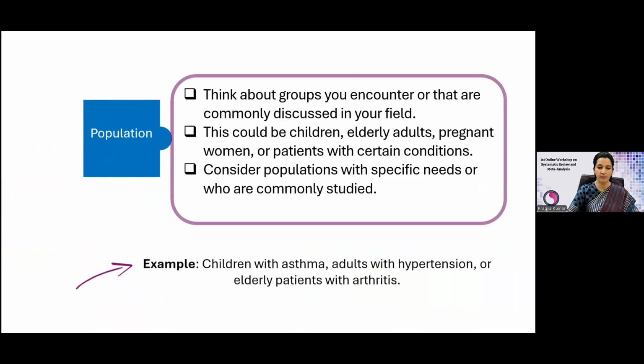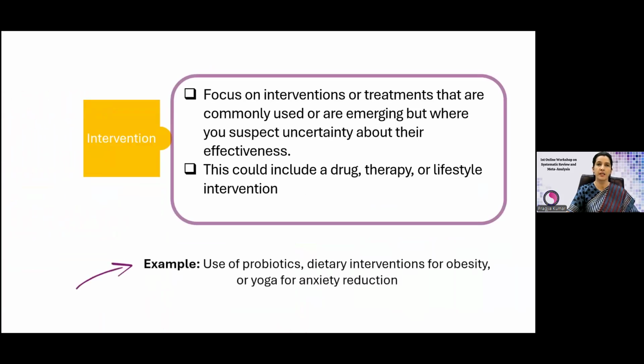So these are some examples. If you are interested in children, then you can look at children with asthma, or adults with hypertension, or elderly patients with arthritis. This can be my population. The intervention can be the use of probiotics in children if I'm interested in diarrhea, or dietary interventions for obesity, or yoga for anxiety reduction.